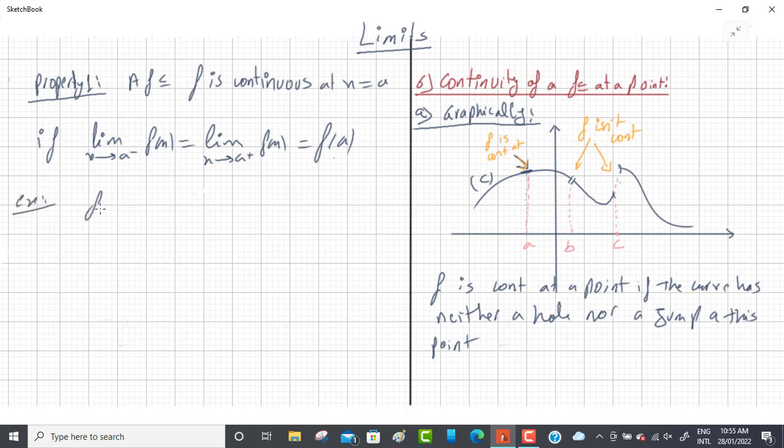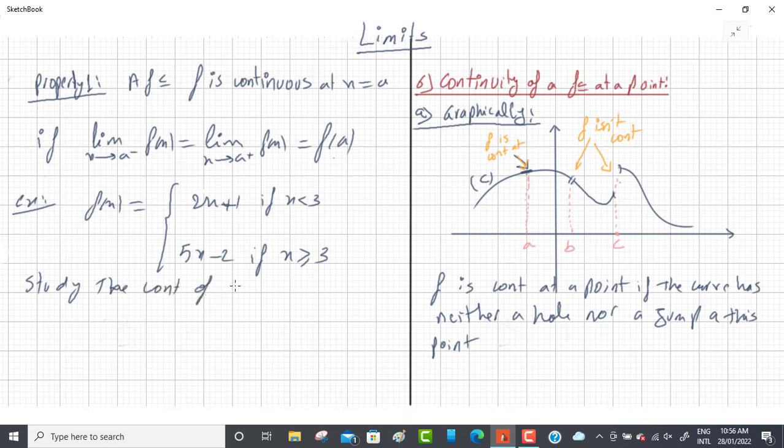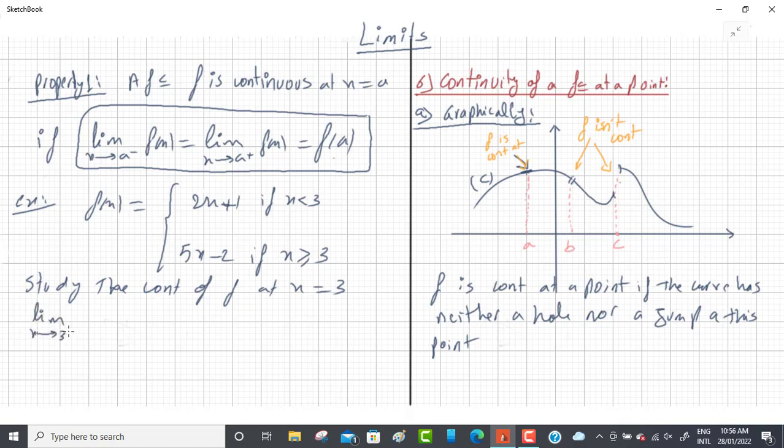For example, if you have the function f of x equals 2x plus 1 if x is less than 3, and 5x minus 2 if x is greater than or equal to 3, and you need to study the continuity of f at x equals 3. To find out, you have to calculate these three values. At first, for the limit as x tends to 3 minus of the function, you just replace x by 3.